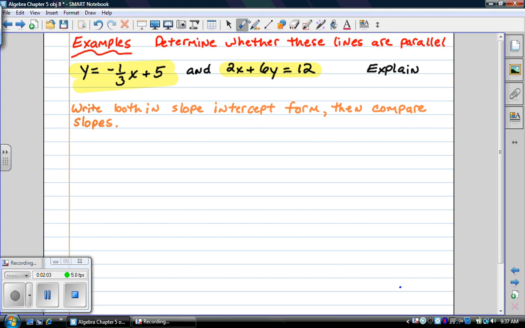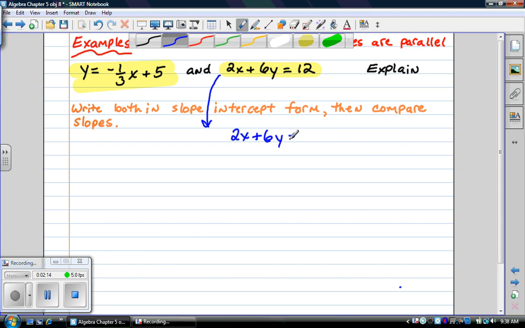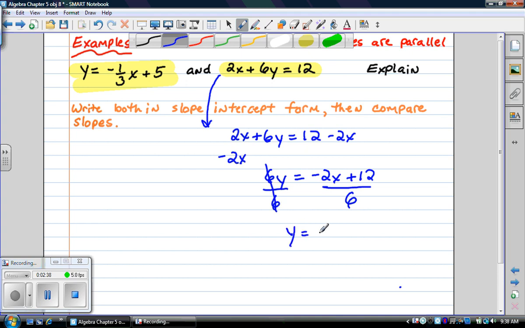All right, so let's take this second equation and rewrite it in slope-intercept form. So I have the equation 2x plus 6y. That's going to be equal to 12. To write it in slope-intercept form, we're going to subtract 2x from both sides of the equation. It's going to leave me with 6y is going to be equal to, and I'm just going to rearrange this, negative 2x plus 12. Then, of course, to solve for y, we're going to divide both sides of the equation by 6. Our 6's are going to cancel.